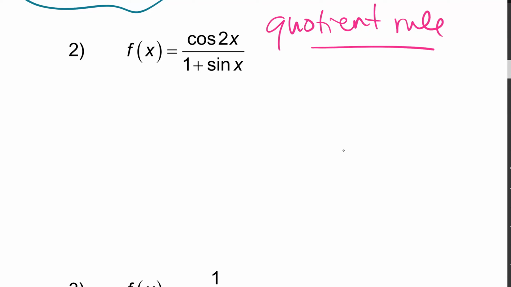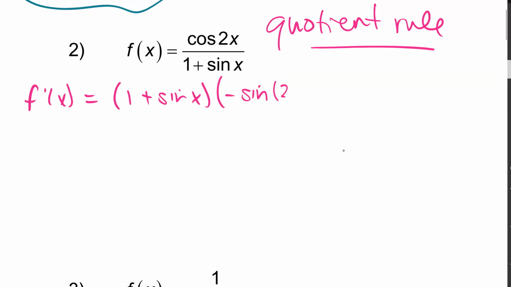Okay. Low, d high. So derivative of the high: negative sine of 2x times 2. Take, so minus high, d low, so cosine of 2x.